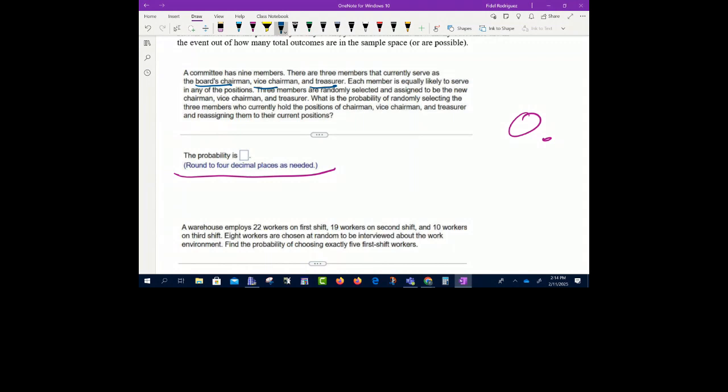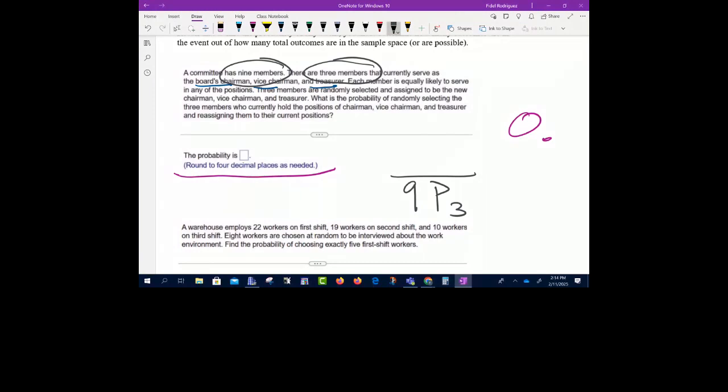Now, y'all remember, when we are picking somebody to be in a particular position, the order is important. When the order is important, my friends, we use permutations, okay? So let's think about it this way. How many people are on the committee? 9. And out of those 9 people, we're going to pick how many? 3. So we're going to say 9 permutation 3.